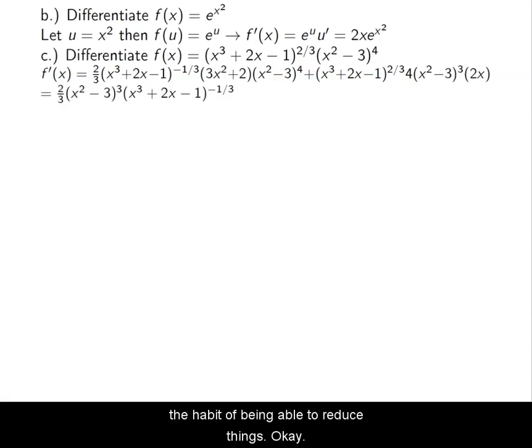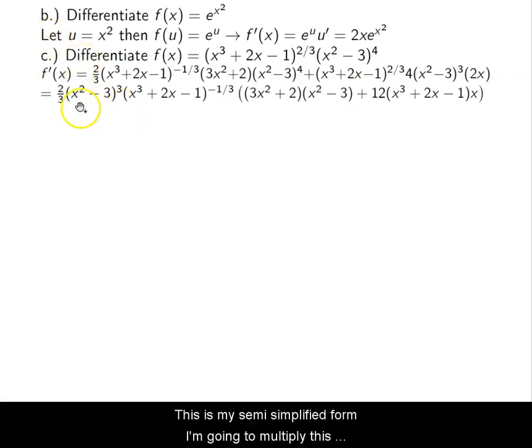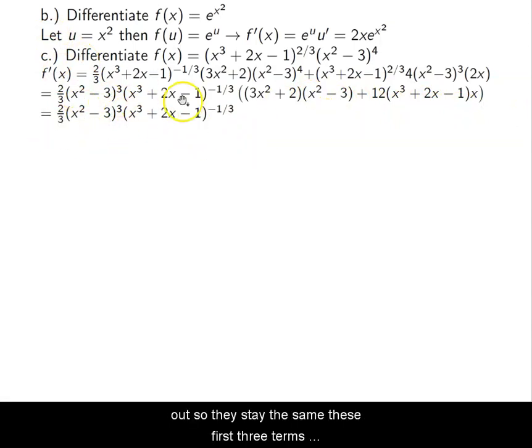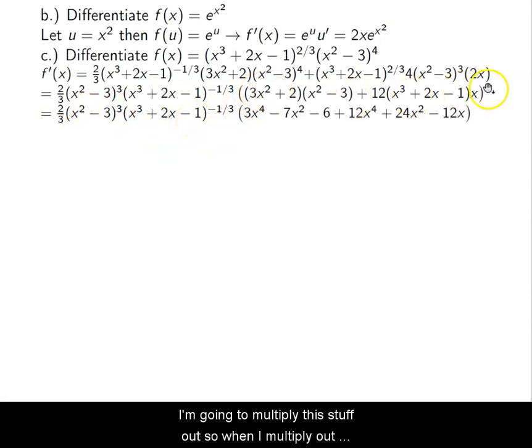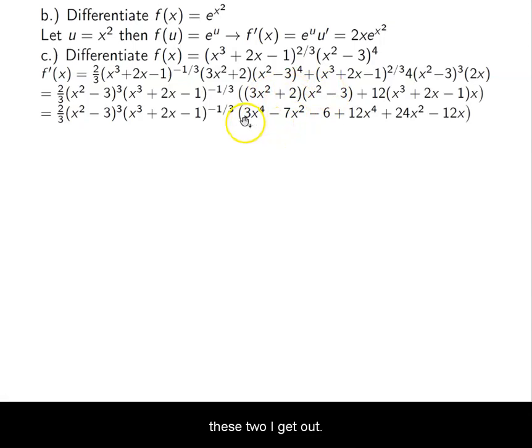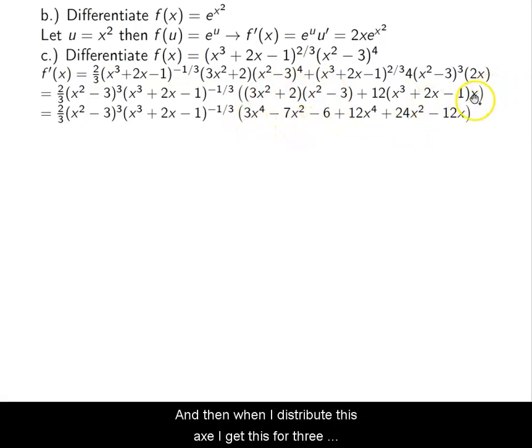Okay. So this is my semi-simplified form. I'm going to multiply this out. So this stays the same. These first three terms, products here for this term on the outside, this GCF is not going to go away. I'm going to multiply this stuff out. So when I multiply out these two, I get 3x to the fourth minus 7x squared minus 6. And then when I distribute this x, I get this fourth degree here.